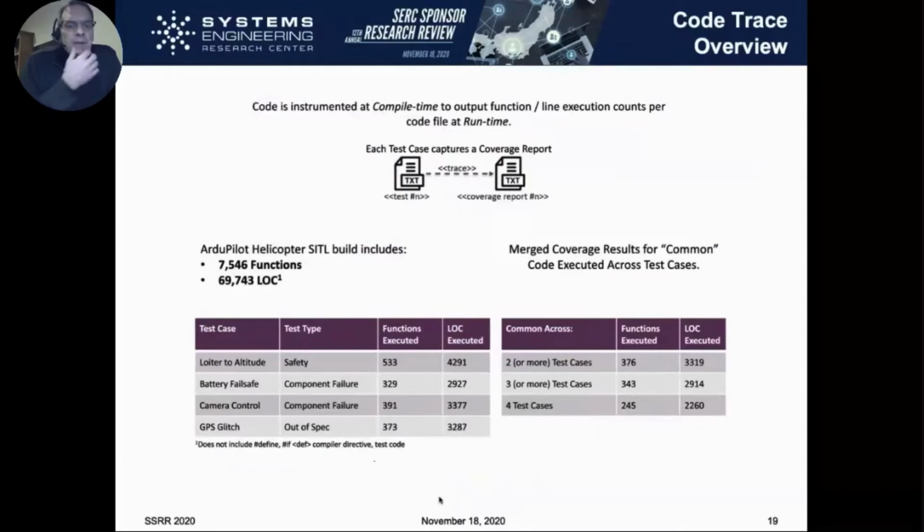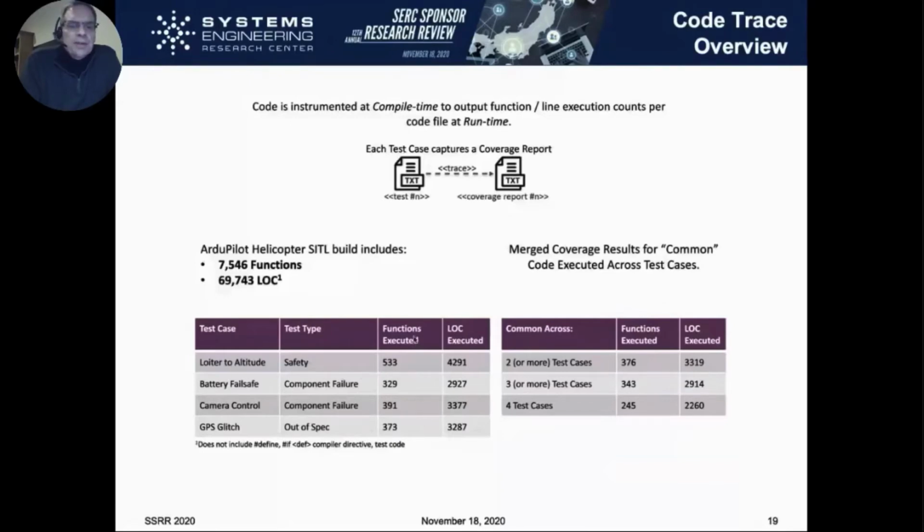For the testing environment here, they're based on this auto test environment. We picked four interesting test cases here and correlated them to these types of tests: safety or component failure tests, or out of spec tests. And for each of these test cases, we built the ArduPilot with code tracing enabled. The code tracing tells you exactly the functions that were called and the lines of code that were executed. It even has counts of how many times this function or this line of code was executed, though we didn't really leverage this.